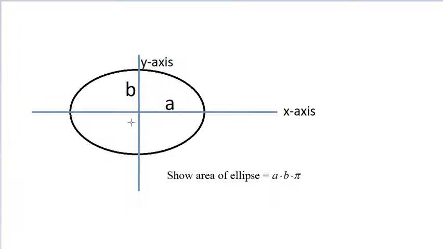Here we have an ellipse where the distance from the center to the vertex is a, and the distance from here to here is b. So half the major axis is a and half the minor axis is b. We want to show that the area of this ellipse is equal to a times b times pi.